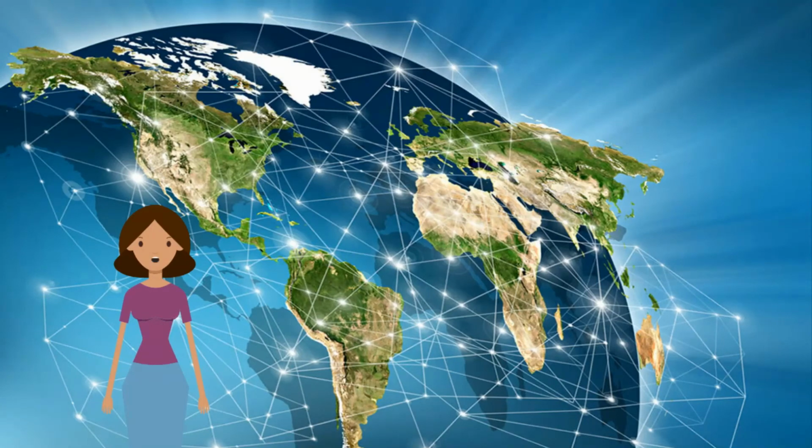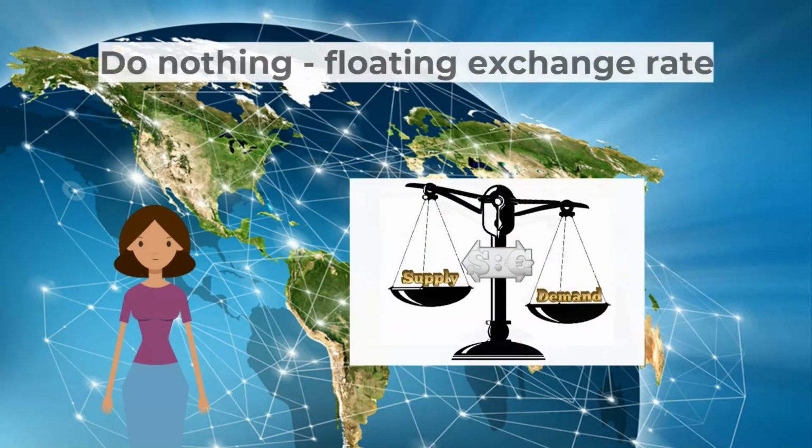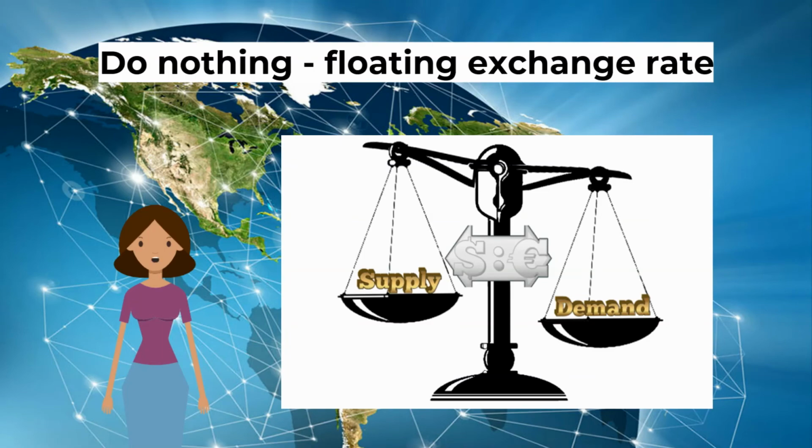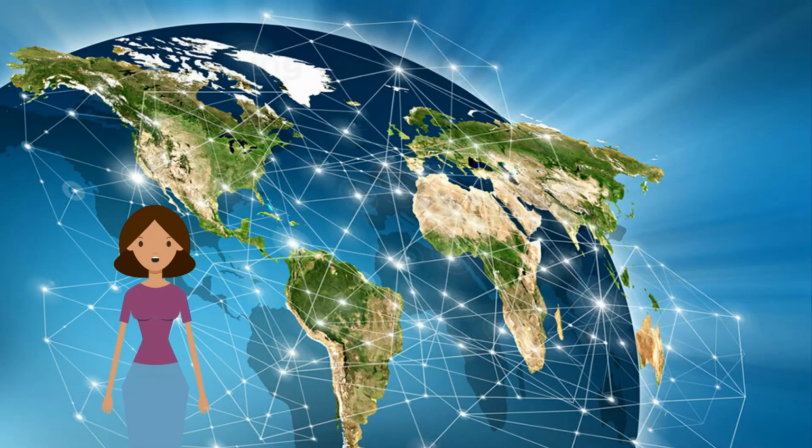How do we correct a current account surplus? Do nothing because a floating exchange rate should correct it. If there is a trade surplus, an appreciation will occur as more currency is being demanded. An appreciation will make imports cheaper and exports expensive. As a result, foreign demand for exports will fall and domestic demand for imports will rise, reducing a trade surplus.